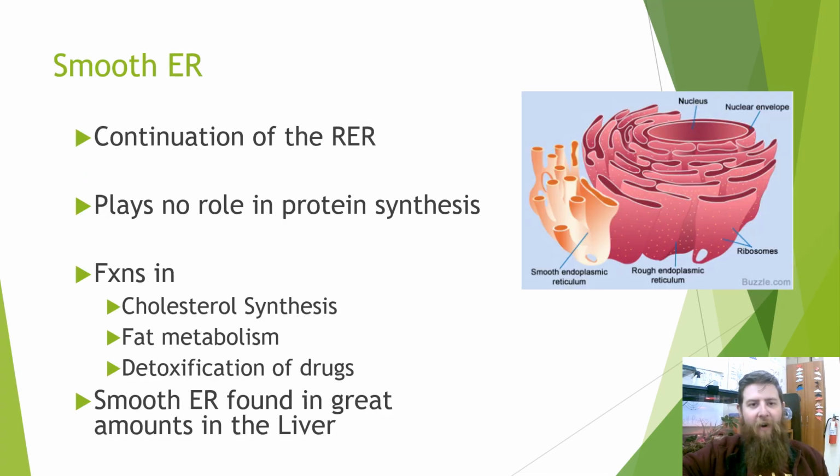The smooth ER, this is on the outside of the rough ER. It's a continuation of it. It doesn't do any protein synthesis, but it does do some other things. It makes cholesterol, it metabolizes fats, and it detoxifies drugs. In humans, we have a lot of smooth ER in the liver because that's where a lot of this job is being done.